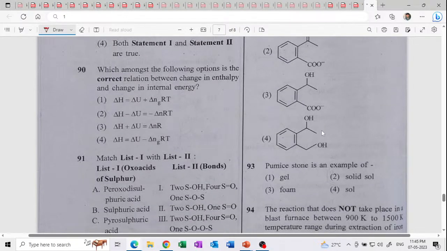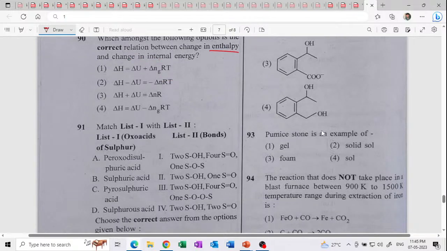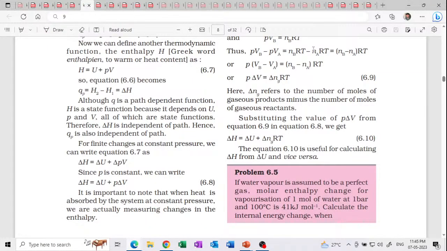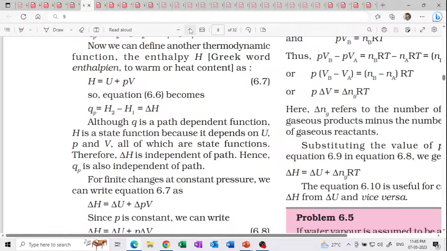Next question number 90. Which among the following options is the correct relation of the enthalpy change to the internal energy? So this is the question from the chemical thermodynamics. Simple question, direct relation. This is a straightforward question. Delta H equal to delta U plus delta n g RT. So this is the relation in chemical thermodynamics.